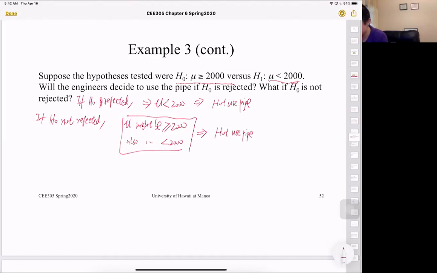So in this case, no matter whether H0 is rejected or not, the same conclusion is just not use the pipe. Okay, so that is a bad setup, because it draws the same conclusion, cannot use the pipe.